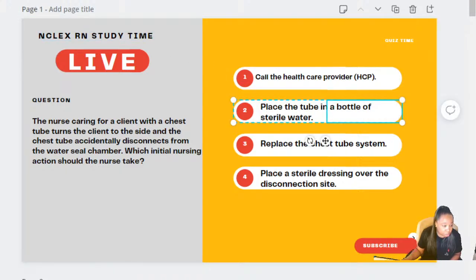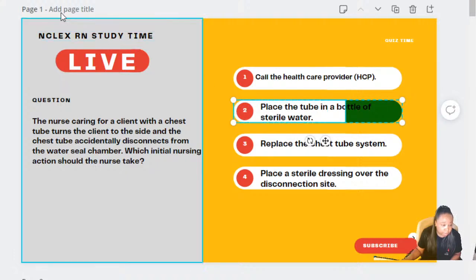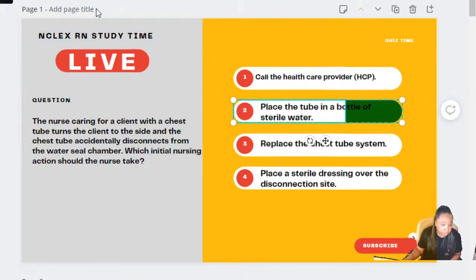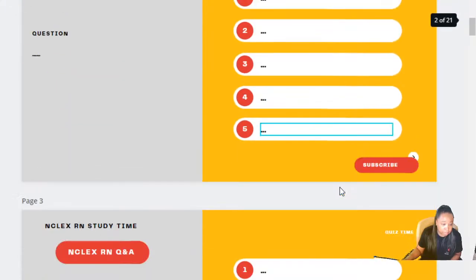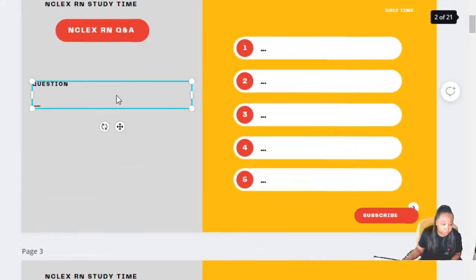Let me change the color of the answer so you will know this is the answer. Okay, guys, this is the answer. So let's go to our next question. I'm going to add it right here for you.